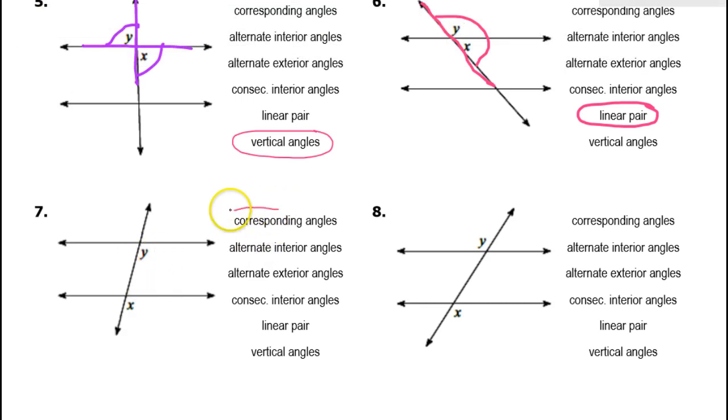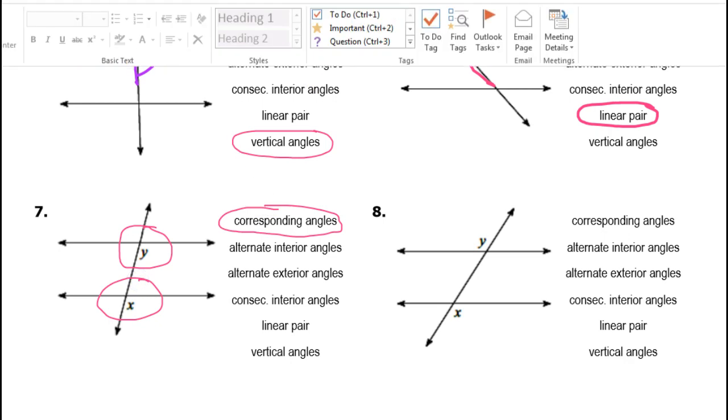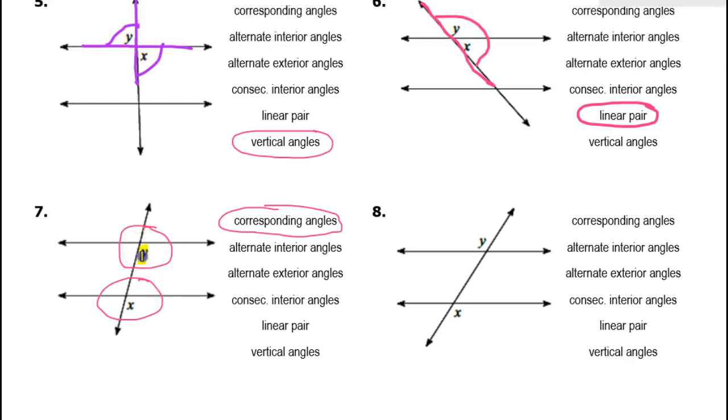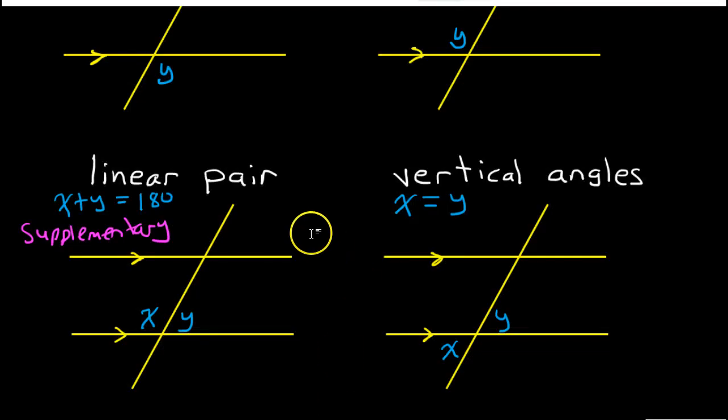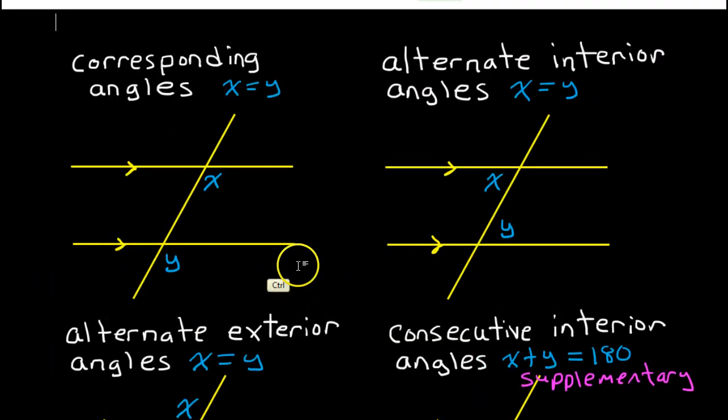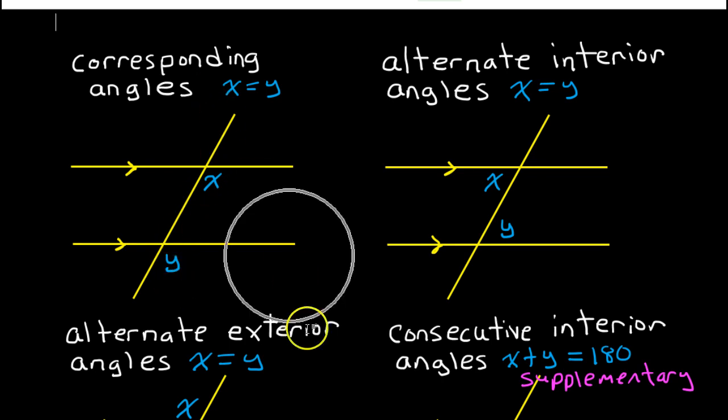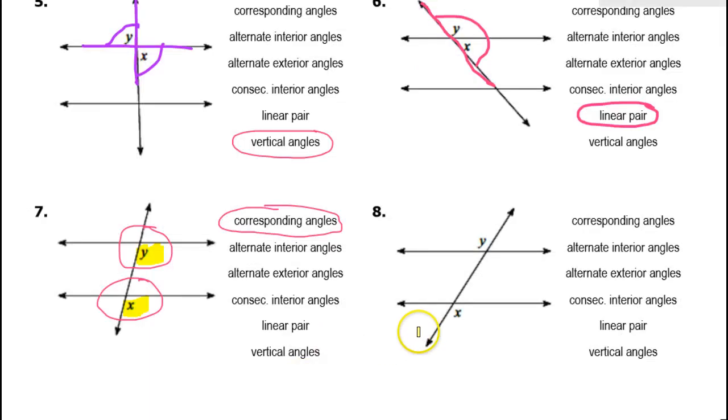These are going to be corresponding angles. That's when, if you look at this group, and then if you look at this group, you see how the y is in the lower right hand corner, and the x is also in the lower right hand corner. That's when you have corresponding angles. That's what we were talking about right here. Lower right, that's corresponding angles. And then number 8.